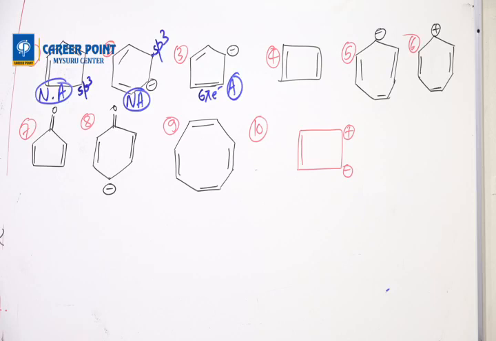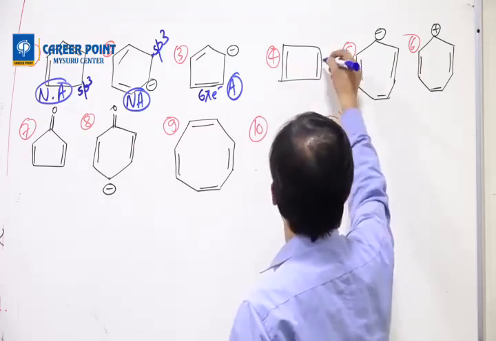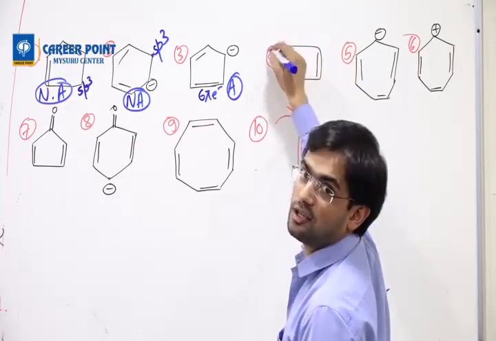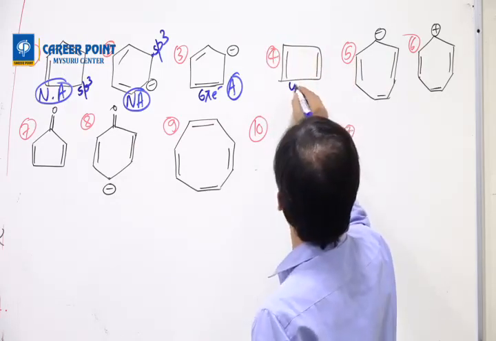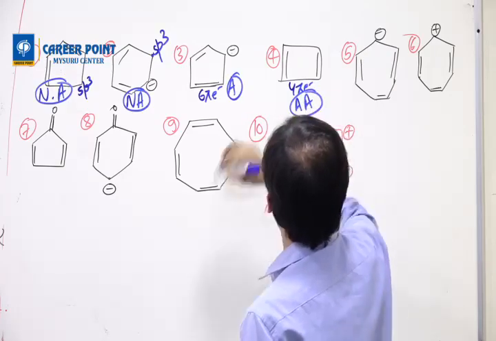Understand? So Vineet has given the way I wanted answers to be written. Non-aromatic. Fourth we'll see now. Fourth: double bond, single bond, double bond, double bond, single bond, double bond. Complete delocalization, cyclic, planar. But how many? Total 4 pi electrons.